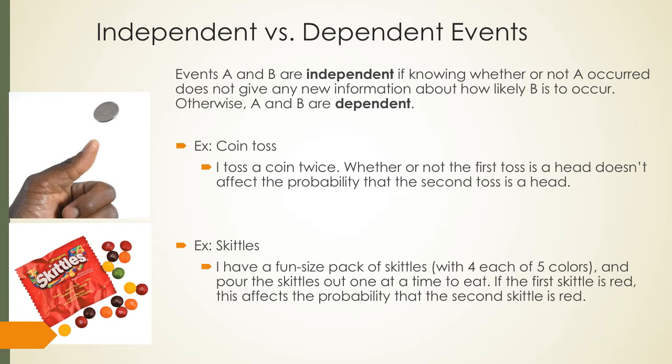Now let's look at an example of dependent events. Suppose I have a fun pack of Skittles, which contains 4 each of 5 different colors of Skittles. I like to eat my Skittles by pouring them out one at a time. I can think of the color of each Skittle as I pour it out as a separate event. If the first Skittle is red, this lowers the probability that the second Skittle is red, because there are fewer red Skittles remaining in the package. That is, the color of consecutive Skittles are dependent events.